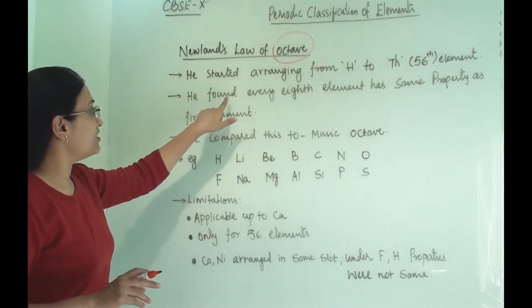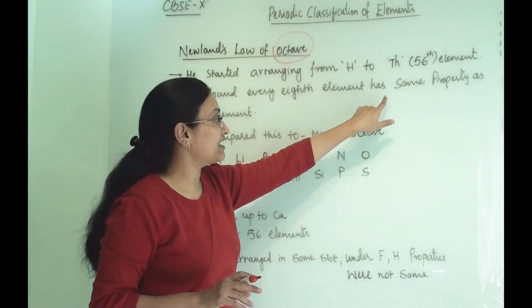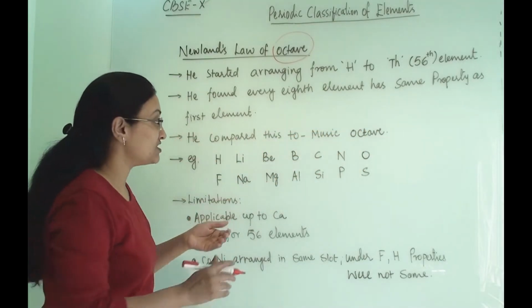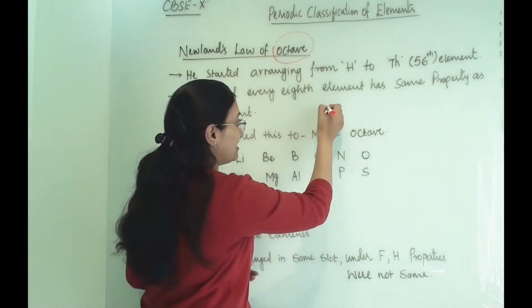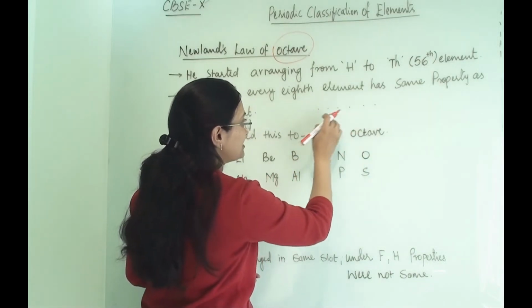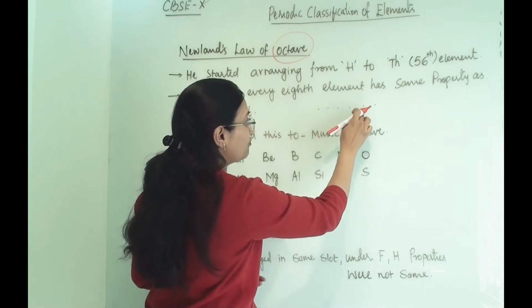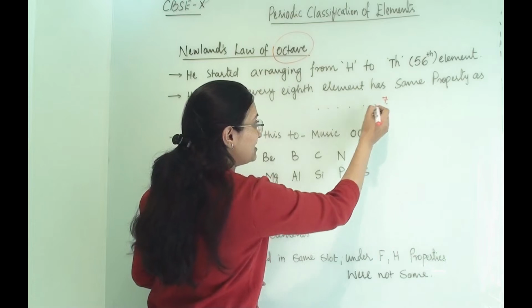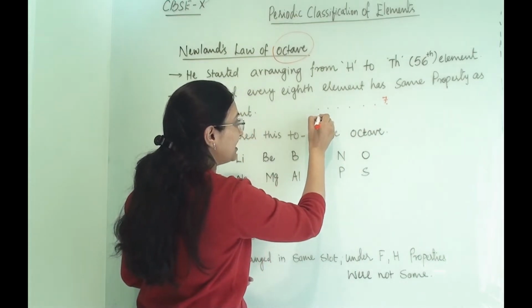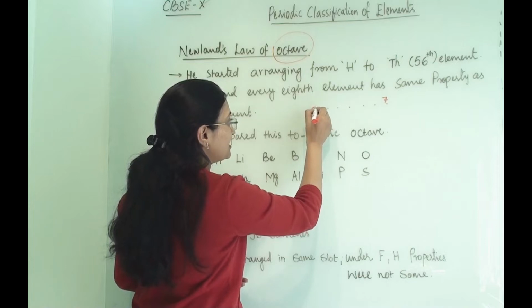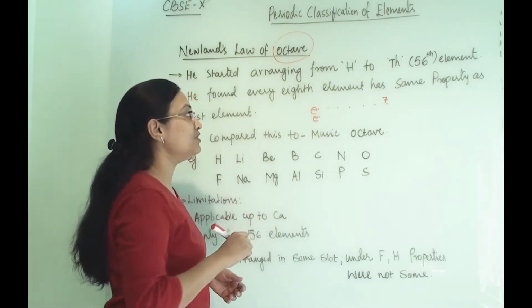He found that every eighth element has the same property as the first element. When he was arranging these elements, 1, 2, 3, 4, 5, 6 and 7, after the 7th element, if he put the 8th element there, these two elements had properties similar to each other.